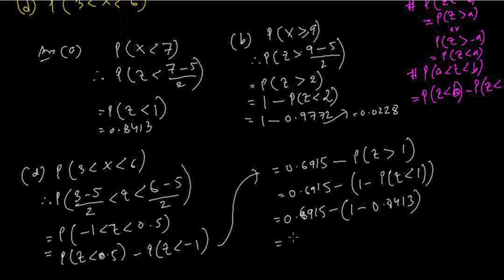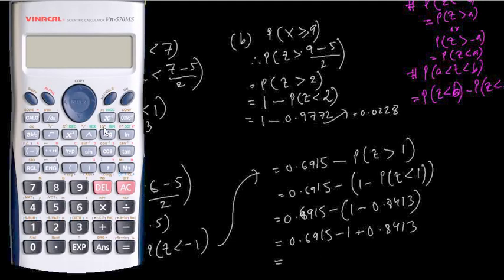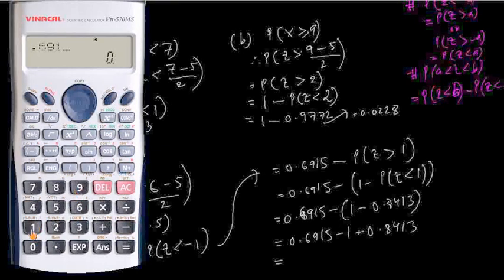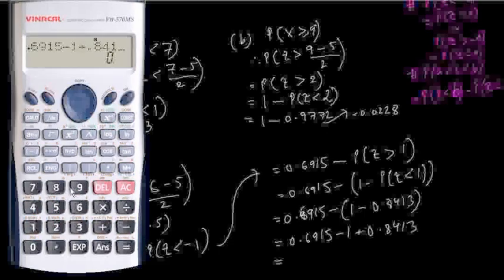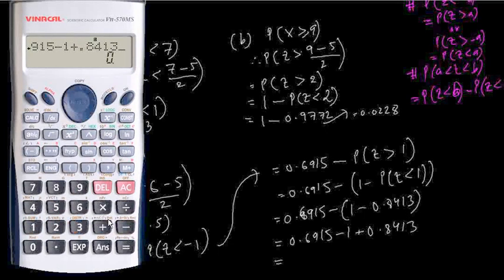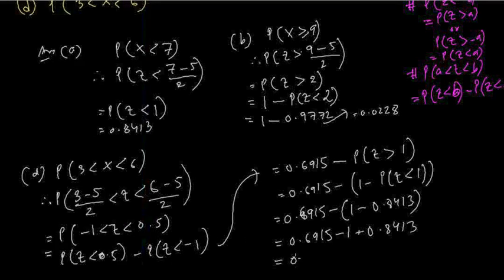So if we now remove the bracket, it will be 0.6915 minus 1 plus 0.8413. So this would be equal to, by using the calculator, 0.6915 minus 1 plus 0.8413, and this would be 0.5328. So this will be the probability.